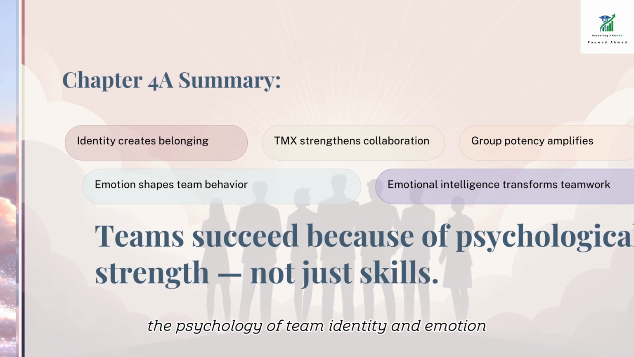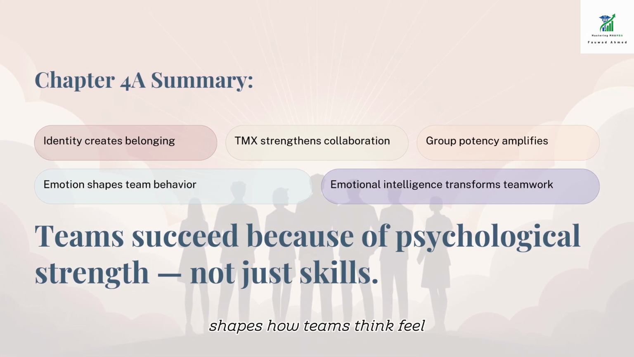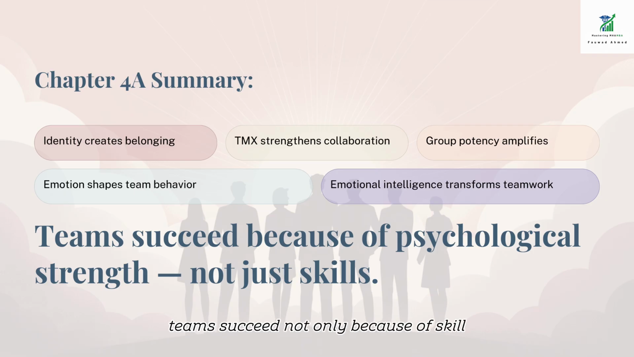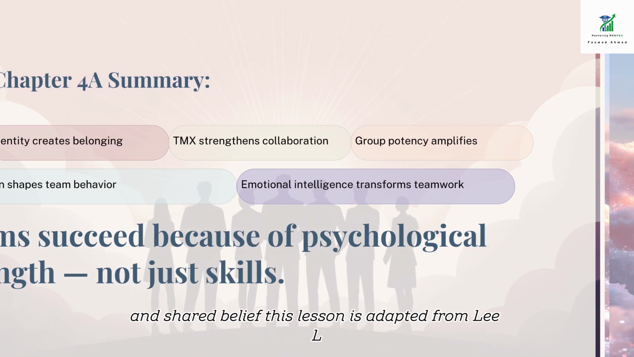The psychology of team identity and emotion shapes how teams think, feel, and behave. Strong identity creates belonging. High TMX creates collaboration. Group potency amplifies performance. Emotion binds teams together, and emotional intelligence transforms group behavior. Teams succeed not only because of skill, but because of identity, emotion, and shared belief.